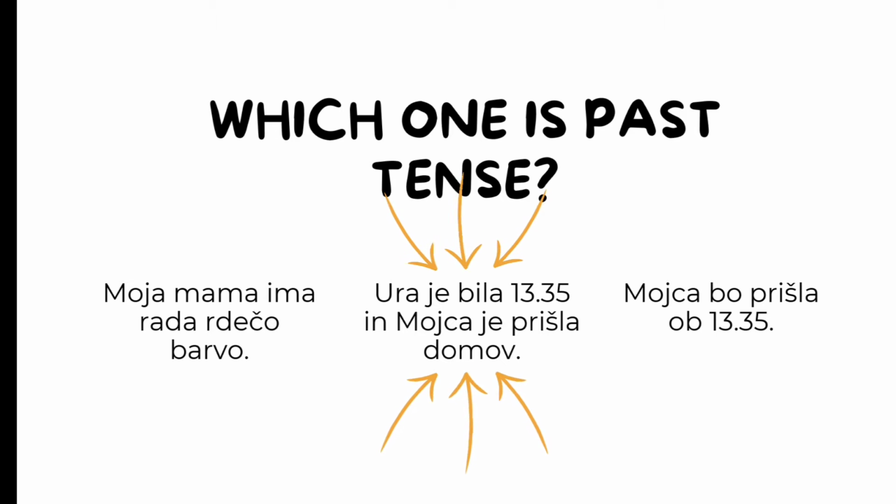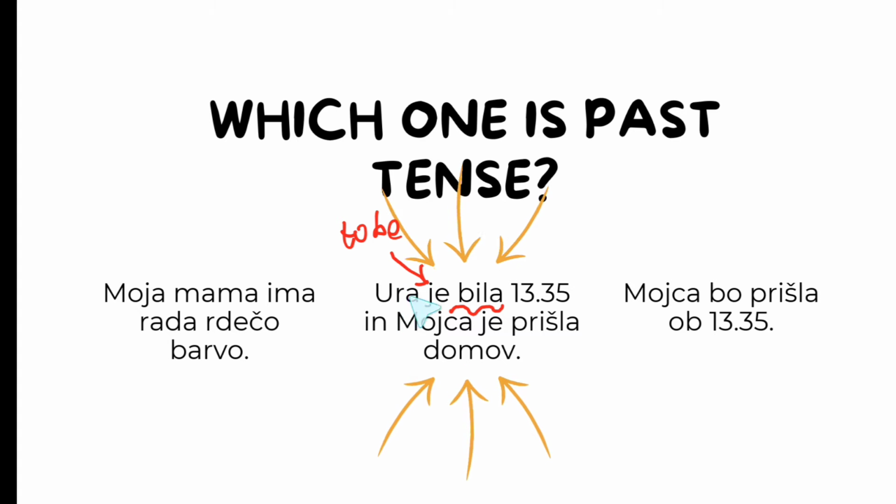Okay, so the correct answer of which one is past tense is this one. Ura je bila 13:35 in Mojca je prišla domov. So how do we know? Well, first of all, we have bila. This is an L ending. We have here to be. So we have regular to be. We don't have bo. That would be future to be. So we already know it's not future tense. Then we have the L ending here. That's how we know it is past tense.